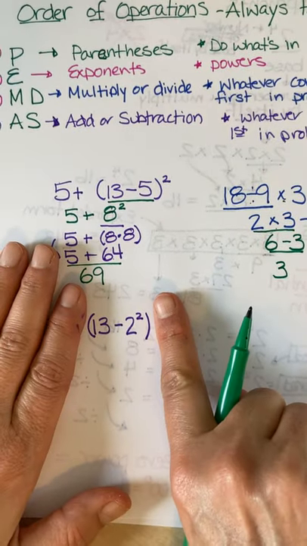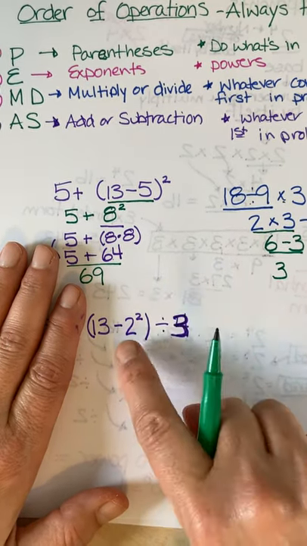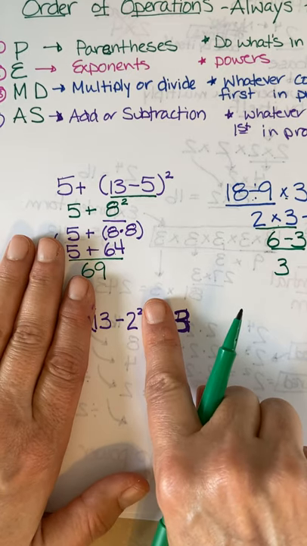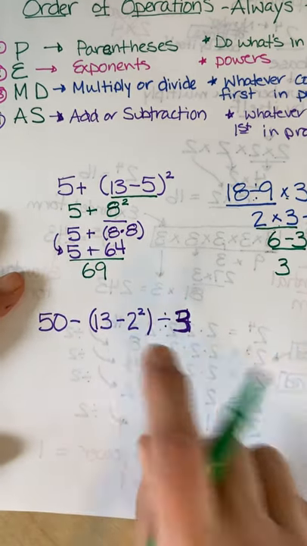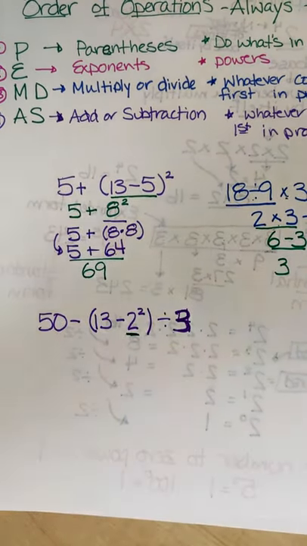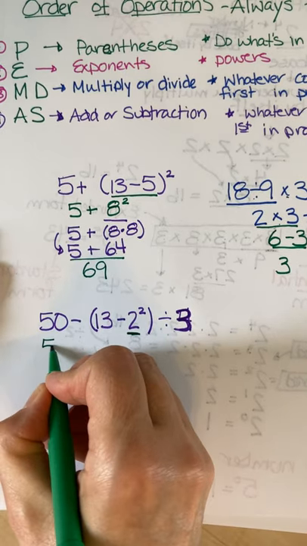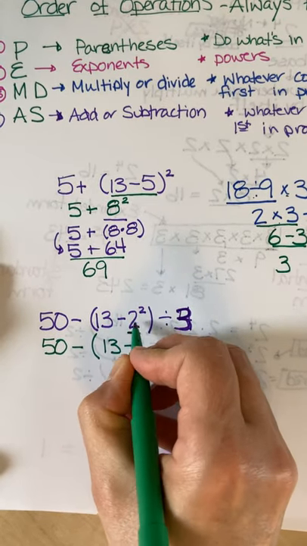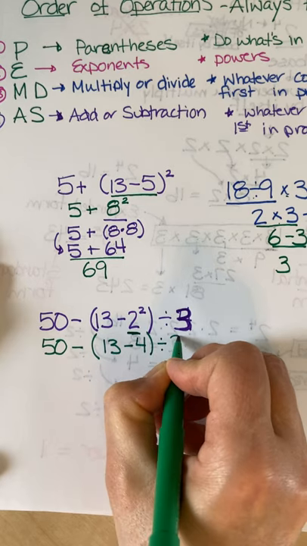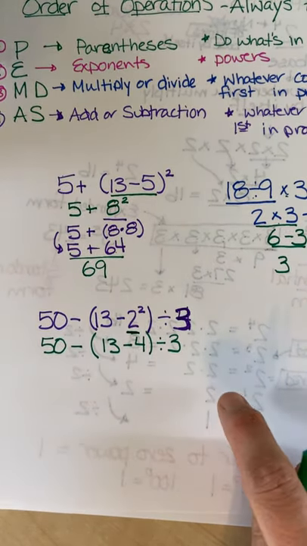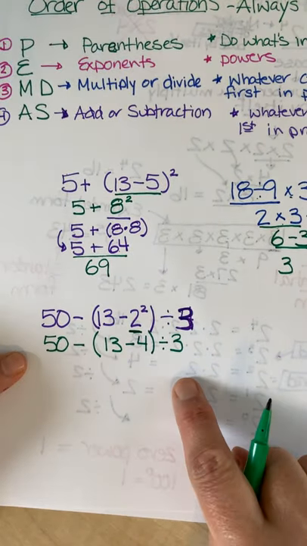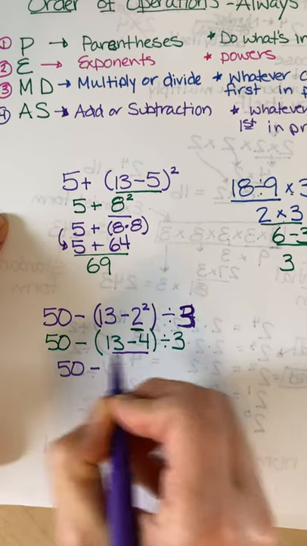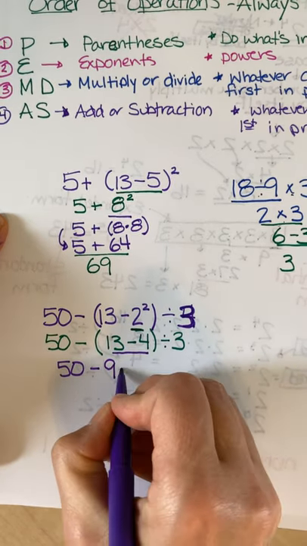Now I've got parentheses, so I have to do the parentheses first. But now I have an exponent in my parentheses. So I'm going to treat that like a totally separate problem first, solve everything in that parenthesis, and then move on. So what I really need to do first is this. I'm following order of operations inside my parentheses. So I rewrite it, 50 minus, and I'm going to keep my parentheses, 13 minus 2 squared is 4, divided by 3. So I did do my parentheses first, I just haven't finished it yet. Now my next step is the rest of the parentheses: 50 minus 13 minus 4 is 9, divided by 3.